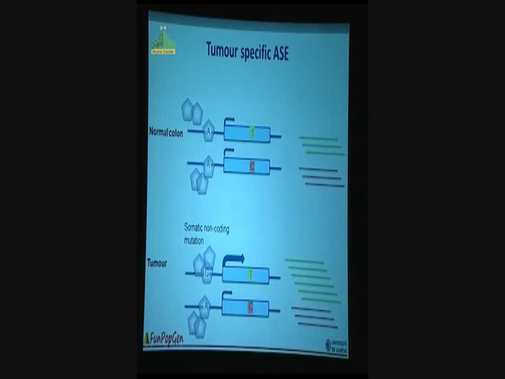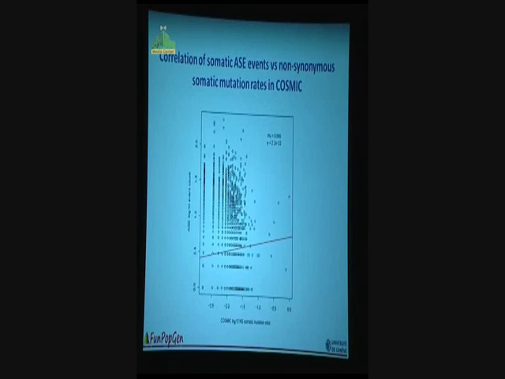And sure enough, when you correlate the degree of these ASC events, which are now treated as somatic events, these are somatic ASC events, to somatic mutation rate in non-coding and coding sequences, so this comes from COSMIC, which is a database at the Sanger Institute, you get a very significant and positive correlation. So that means that genes that are already implicated from non-synonymous coding somatic mutations also have an increased level of regulatory effects that are somatic as well.